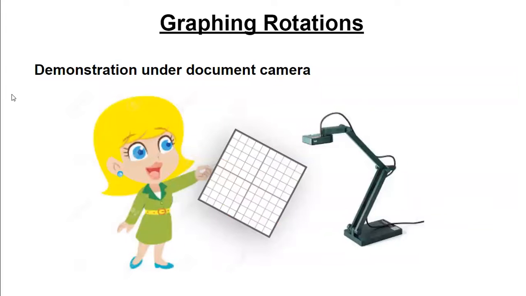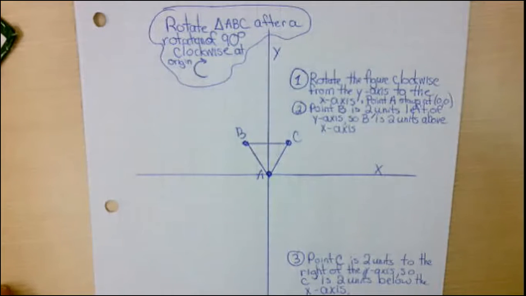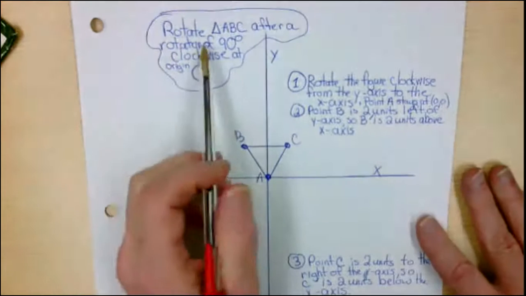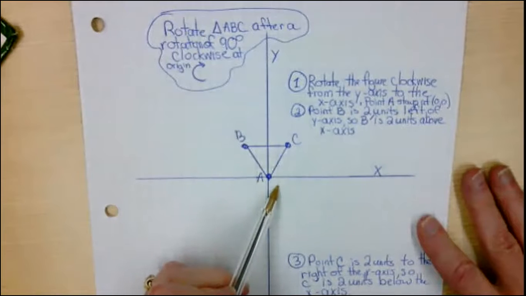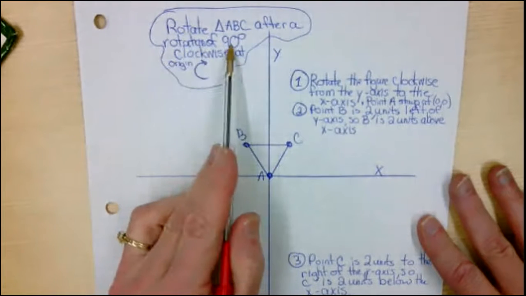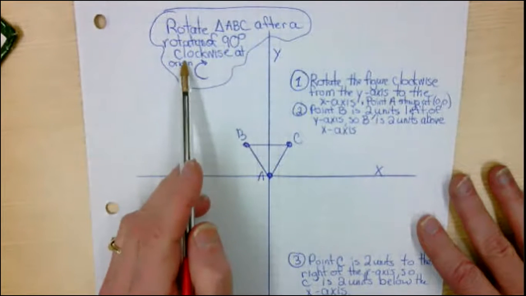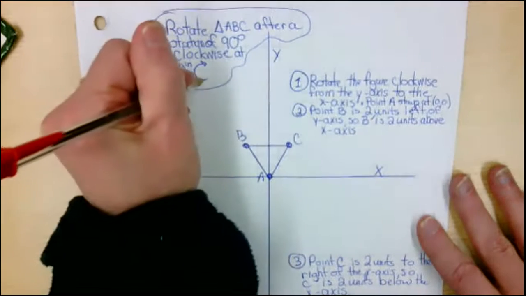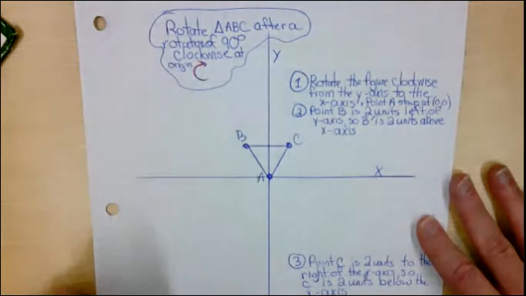Okay, let me demonstrate for you under the document camera. I'm hoping you can see most of this. So we're going to rotate triangle ABC after a rotation of 90 degrees clockwise at the origin, clockwise, that direction.